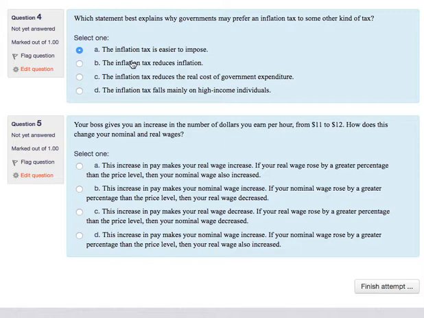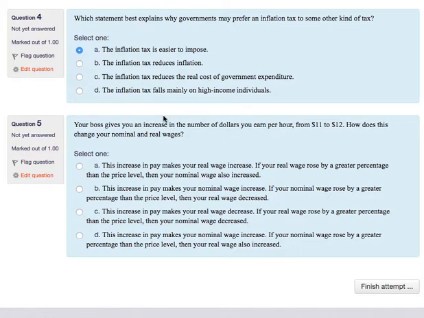The inflation tax falls mainly on high-income individuals. No, it falls mainly on people who have money as cash and that they're not sheltered from inflation. So if you're very rich and you own a lot of property or your money is in other countries' currency, the inflation tax won't hurt you so much.